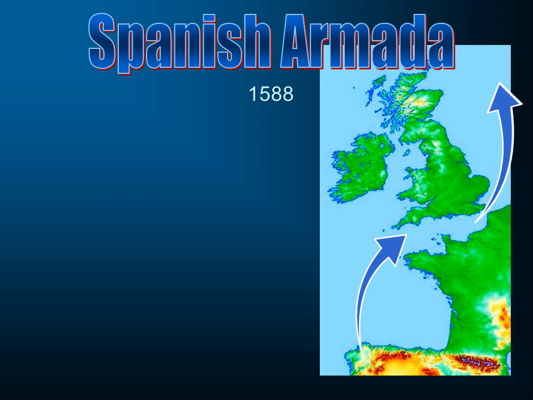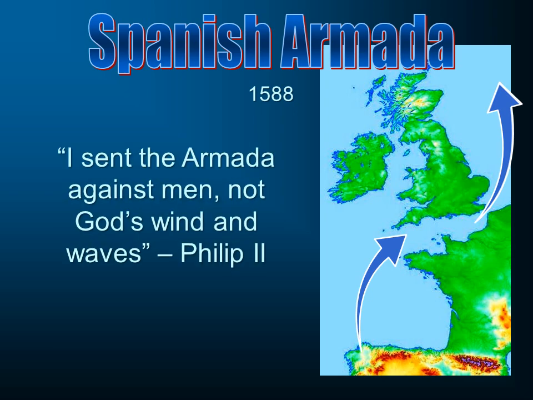And instead, they run into an unseasonal hurricane. You know how hurricanes typically go up the coast of the Americas. I live in South Florida, so we see them all the time. But then sometimes they'll go out in the Atlantic, and when they're out in the Atlantic, the storm might continue. And this one made it all the way back to England. And so as this hurricane is hitting England, the Armada's there and is sunk, and very few ships make it back. He says, I sent the Armada against men, not God's wind and waves.